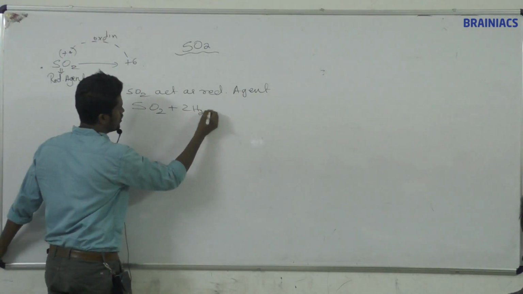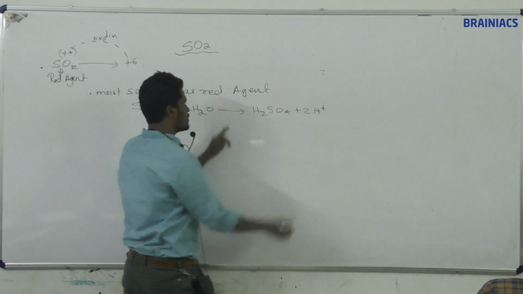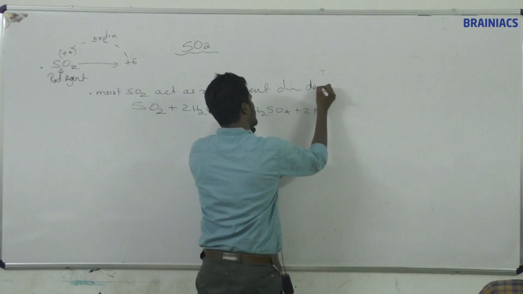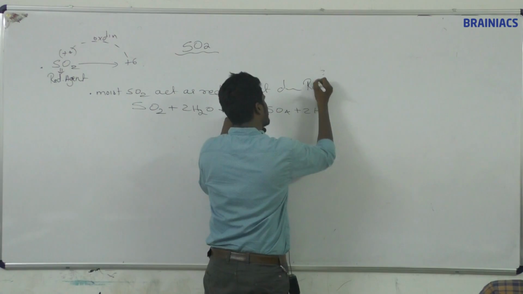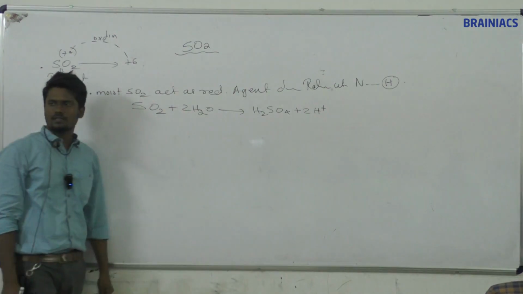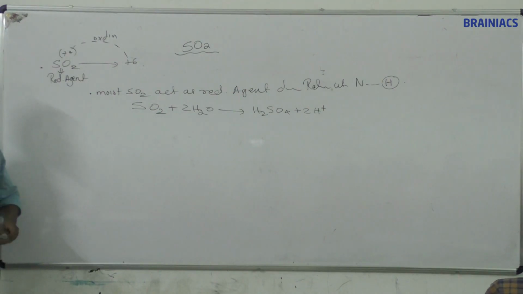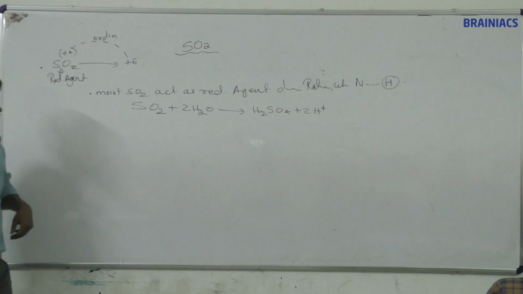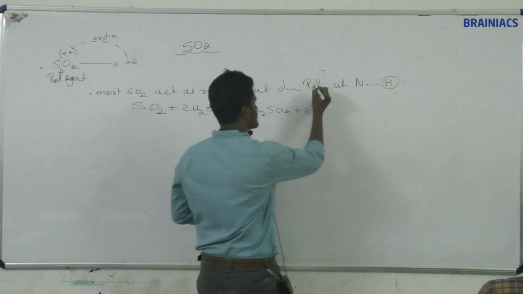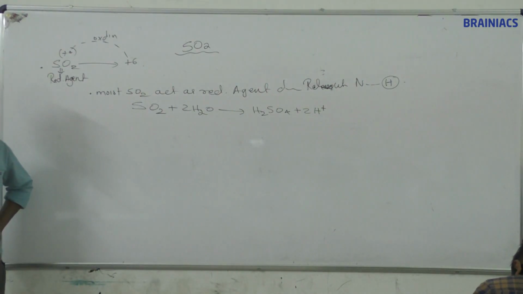SO2 plus 2H2O gives H2SO4 plus 2 nascent hydrogen. Moist SO2 acts as a reducing agent because it releases nascent hydrogen. If it were nascent oxygen, it would be an oxidizing agent. This is nascent hydrogen.